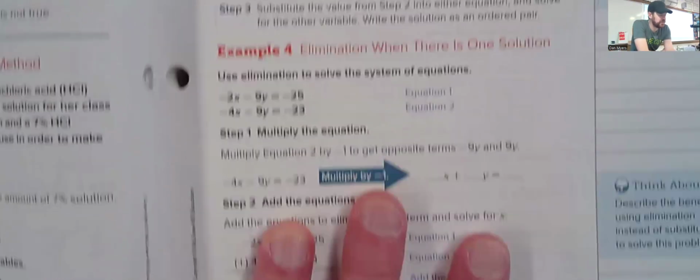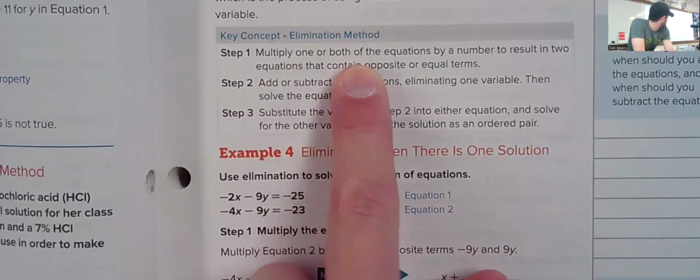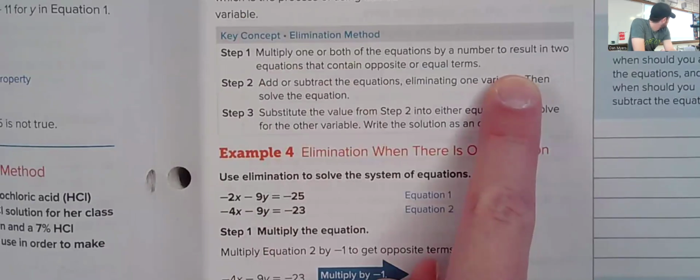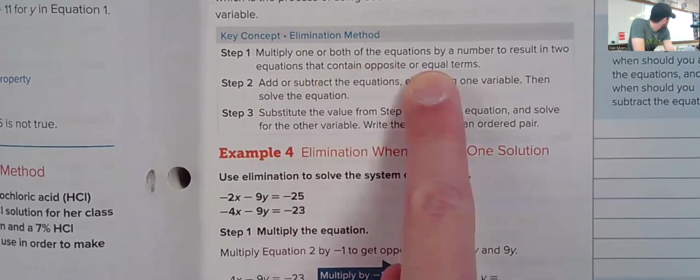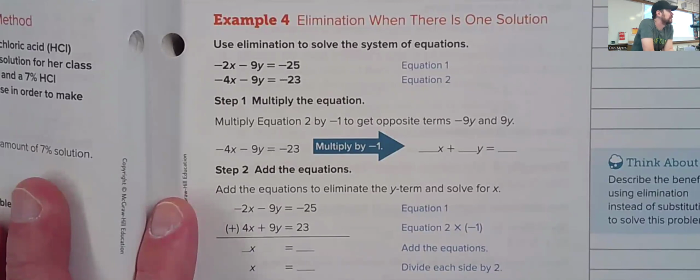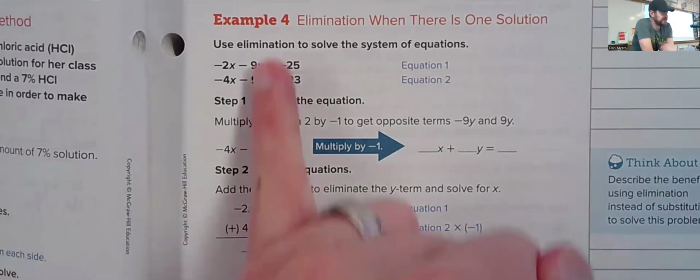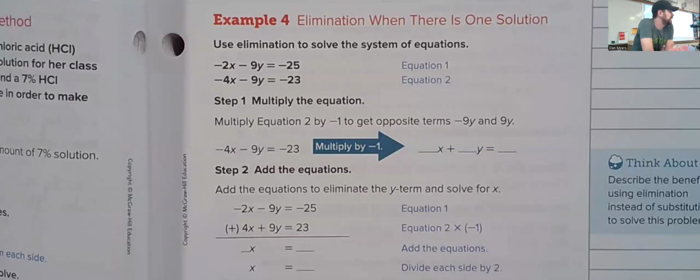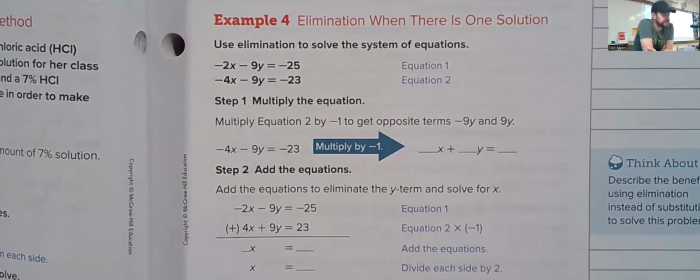And then step 1 says to multiply one or both of the equations by a number to result in two equations that contain opposite or equal terms. Do any of these terms have either opposite or equal values? Which ones? The y's. Yeah, the y's are equal values. They're -9. So we don't need to do any multiplication here. We don't need to make any adjustments to these two equations because they already both have the same number here.